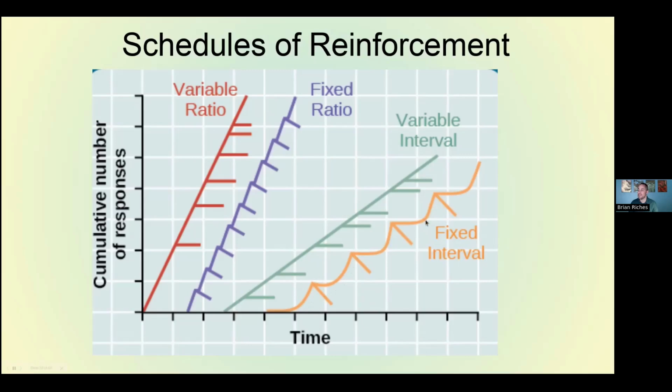So each of these leads to different patterns of behavior. You might want the pattern of behavior for whatever you're training from a fixed interval, right? If you want something to last, use either the variable ratio or variable interval. Those are the two that are the most resistant to extinction, and variable ratio is the best of them all for long-lasting learning.